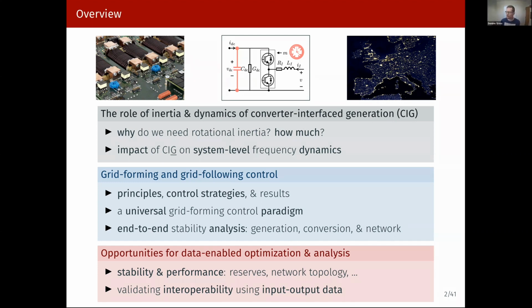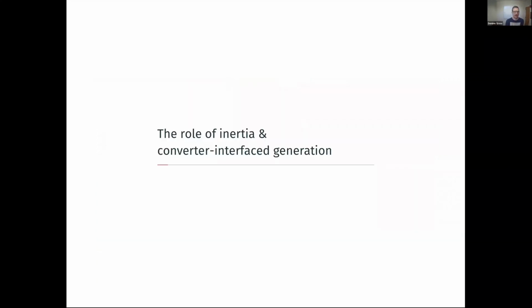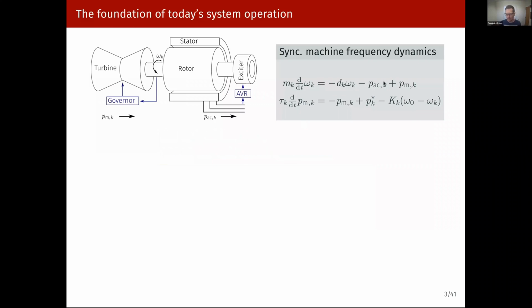So what's the role of inertia really? Because people have gotten very hung up on these low inertia systems. So over here you see a second order differential equation model of a single synchronous machine that is sketched over here. So we have the rotating mass, and then there's basically torque or power balance on the rotating mass. This is what you see here. We have a rotational frequency, omega k of the rotor.